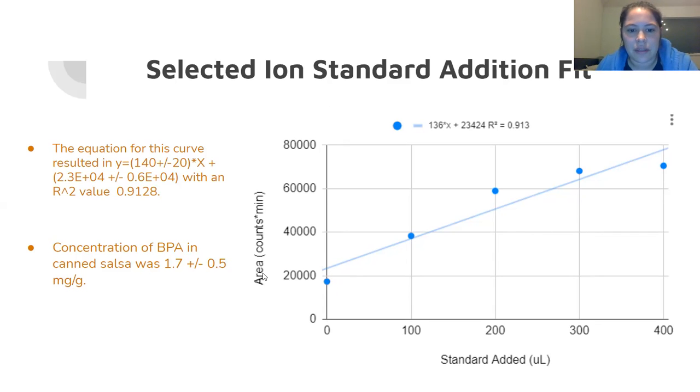And here we graph the area of the peak of the BPA that we obtained from the chromatogram. So here's the area versus the standard added in microliters. This allowed us to obtain this equation shown here, which we used to calculate the concentration of BPA. And in order to do this, we simply found the x-intercept of the equation. And taking into account all dilutions, the BPA in the canned salsa was found to be 1.7 milligrams per gram with an uncertainty of 0.5.